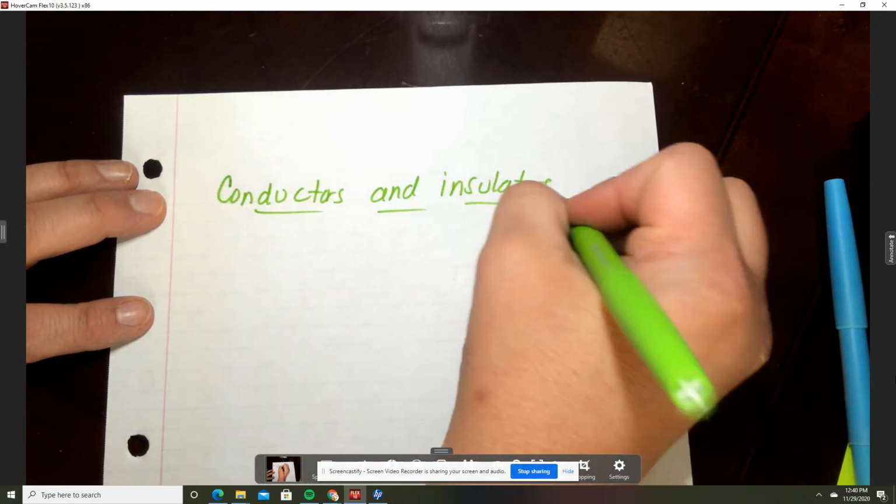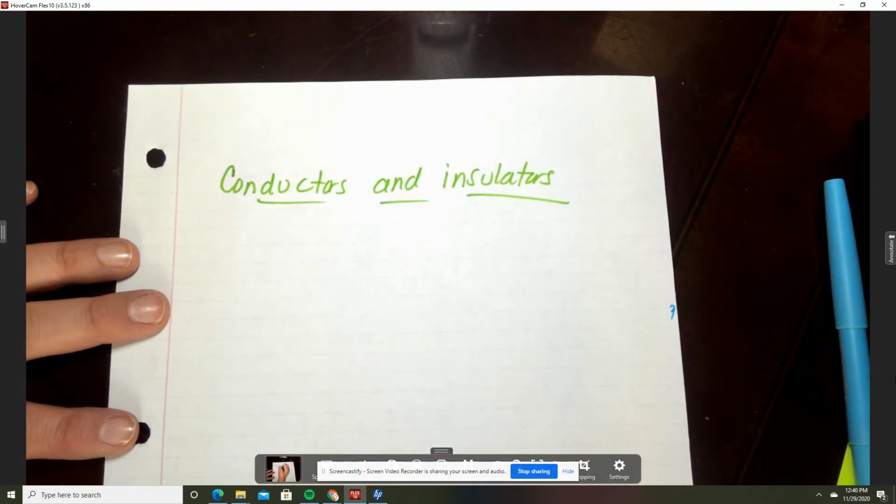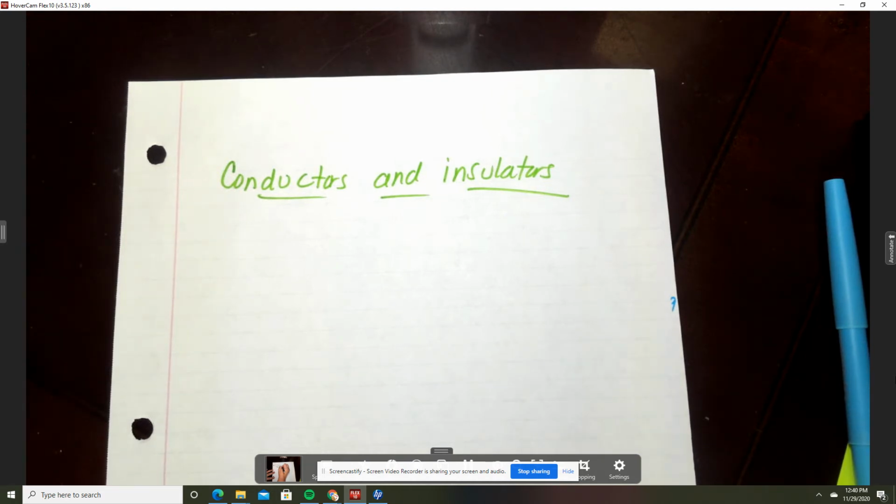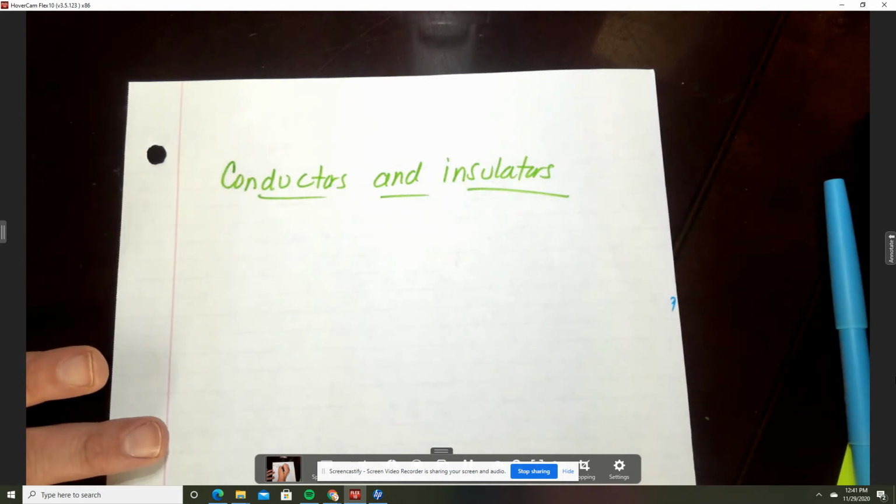Okay. So conductors and insulators, if you think of those Christmas lights, what's around those wires? Well, it's rubber, because rubber is the best insulator, meaning that it does not conduct electricity. So you can pick up those Christmas lights without being electrocuted because they are covered in rubber.